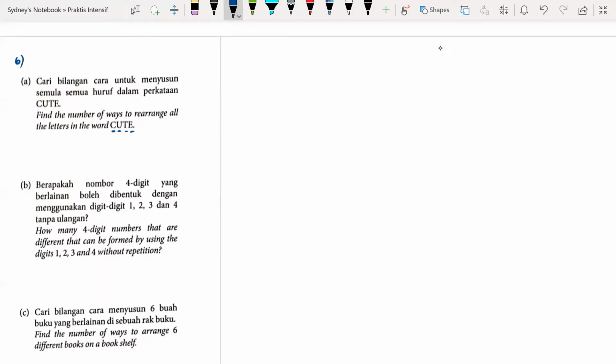Hi everyone, this is Practice Formatif Chapter 4, Permutation and Combination. Subtopic 4.1, question number 6. So we have to find the number of ways to rearrange all the letters in the word cute.